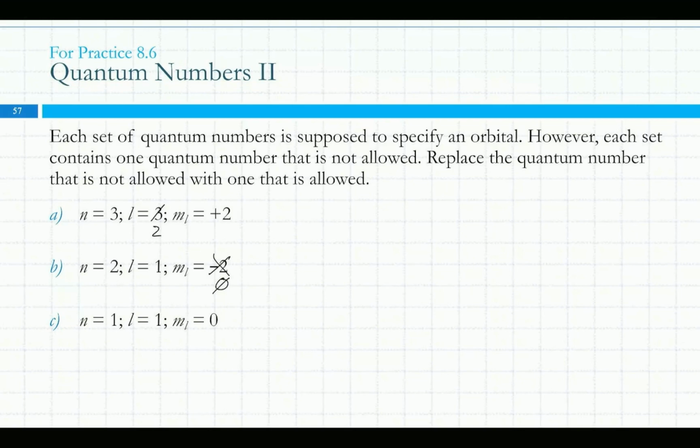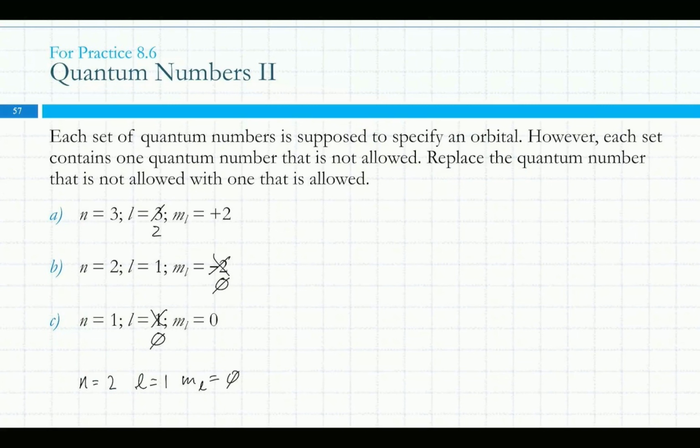And what's wrong with the last one? There's actually 2 ways we could change this last one. Yeah, so either the N or the L is wrong here. So one solution would be to take L, make that 0. Or we could say N equals 2, L equals 1, m sub L equals 0.